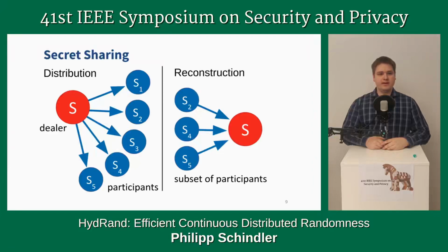Here we have a dedicated party called the dealer which wishes to share a secret, denoted by S, among a set of parties. Any subset of at least 3 parties in this example should be able to compute the shared value. Any fewer than 3 should not be able to learn any information about the secret S.